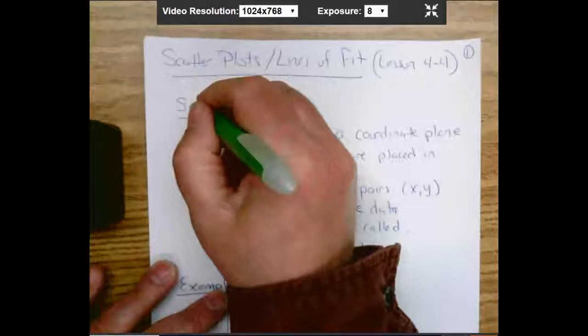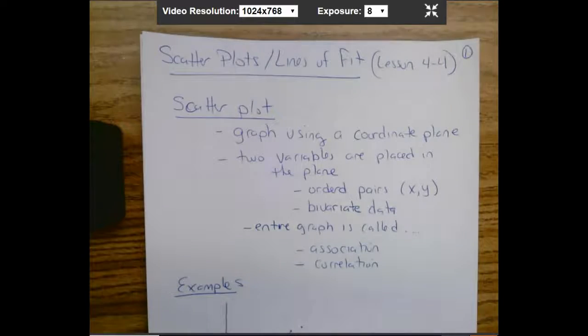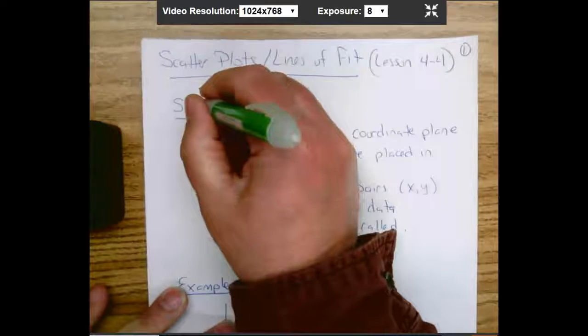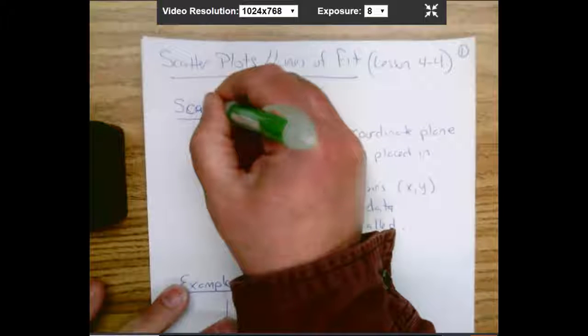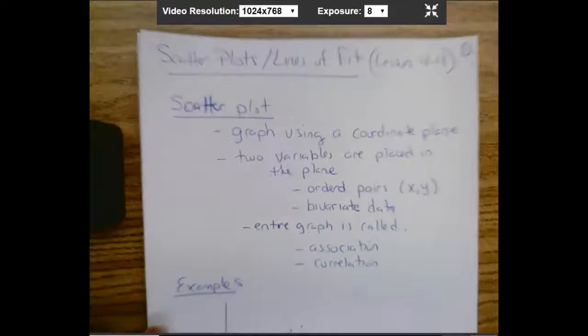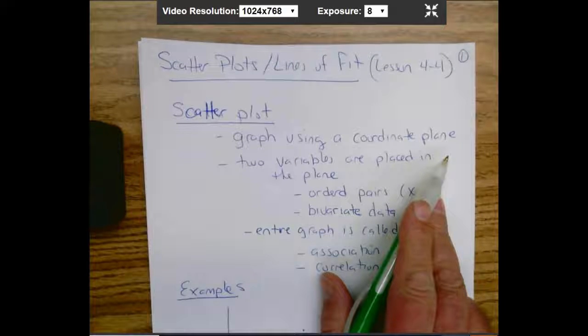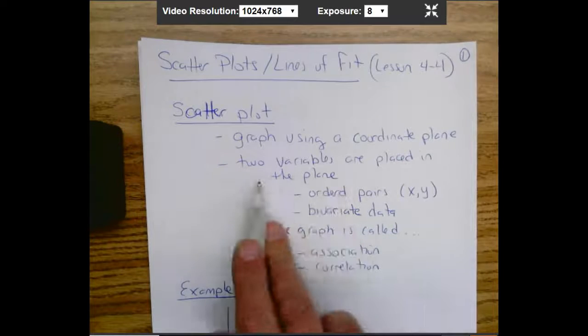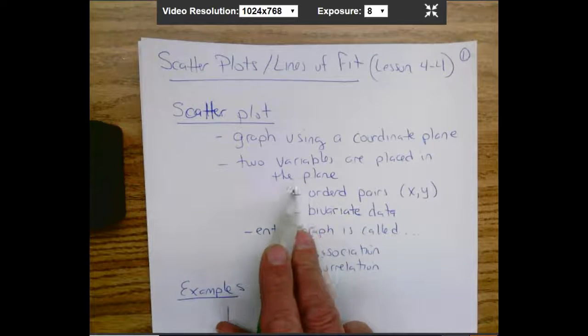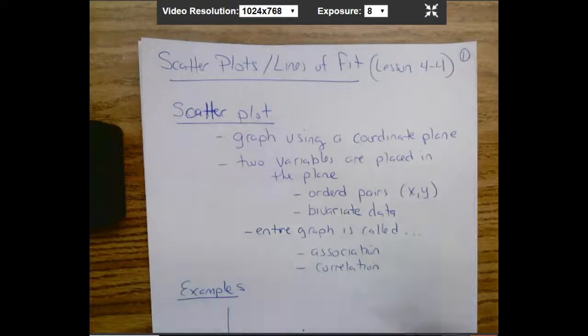And the first one we have to do is, well, what is a scatter plot? And you might kind of know what that is already. Scatter plot. And this just to describe it, it's a graph using a coordinate plane. So we're going to use a coordinate plane like an x and a y coordinate plane. And then two variables are placed in the plane. It's kind of like a graph that you're going to think. I'm going to show you some examples here in a minute.